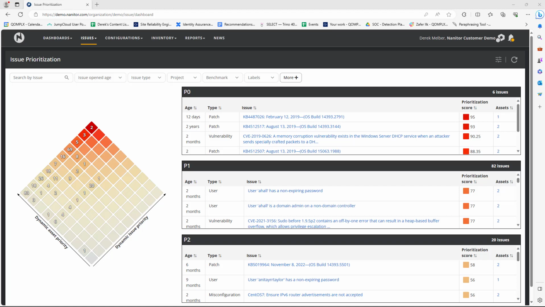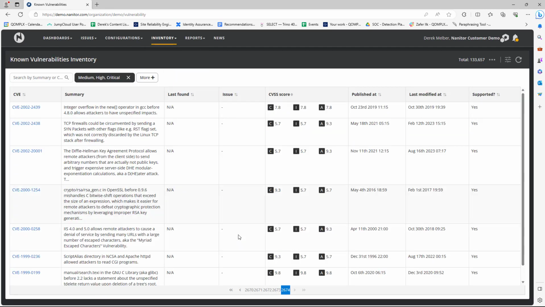Vulnerability management can be quite overwhelming for a small and medium-sized organization. There are so many different vulnerabilities across all the different platforms. It's difficult to know exactly which vulnerability on which asset you need to address first. For example, if we go into Nanitor and look at the known vulnerabilities, you're going to see that there's 2,674 pages of these vulnerabilities.